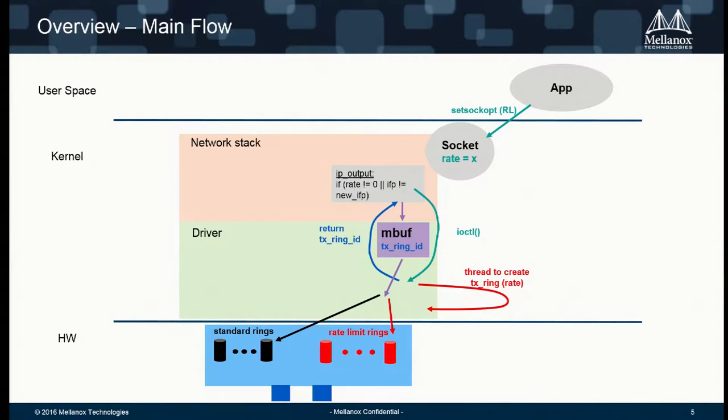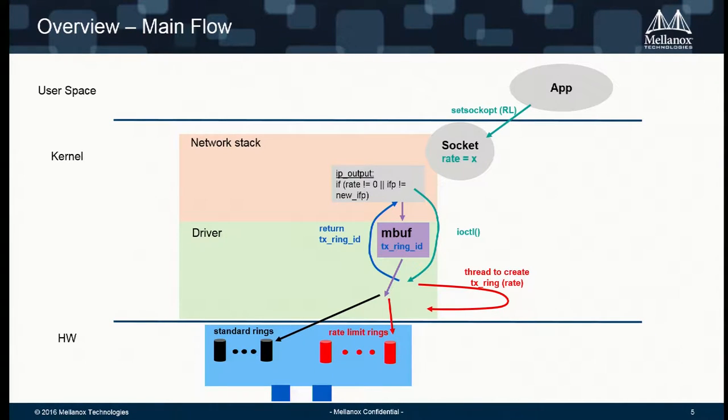So inside IP output, we have an if for every packet, which detects when the rate changes. Once the rate changes, then it ioctls the driver. I think it was discussed yesterday that maybe ioctl won't be the way to go, but I think that the basic will remain. Ioctl presents the API that we want for this. In this case, we want an API for creating a new rate limit queue. So the driver receives the ioctl and immediately returns a TX ring ID synchronously. And this ring ID is now being inserted into the mbuf and then onto the driver.